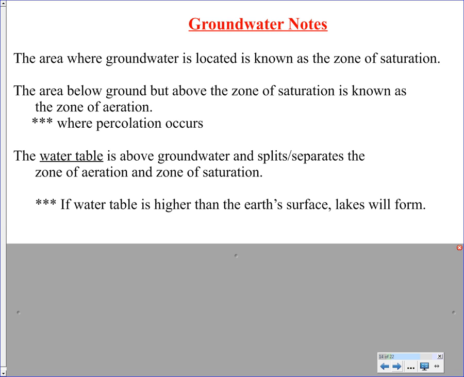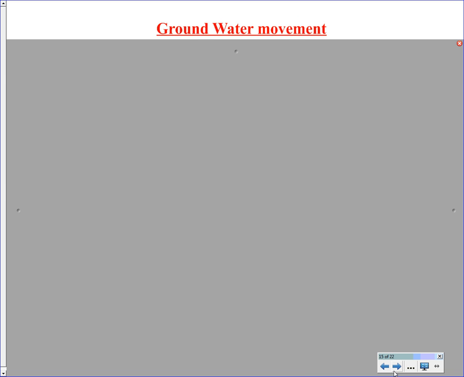So now let's move on and talk about a little bit more information. Let's talk about the movement of groundwater. Make sure you title that, underline it so that we're going to another section of groundwater.